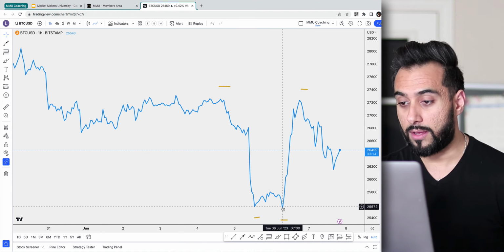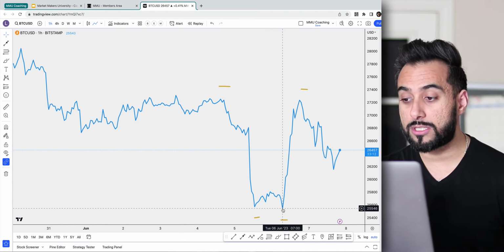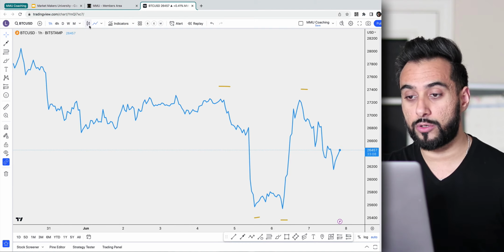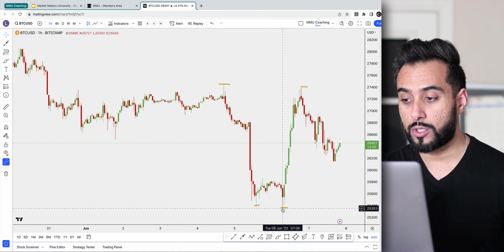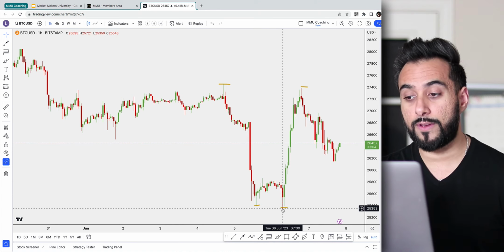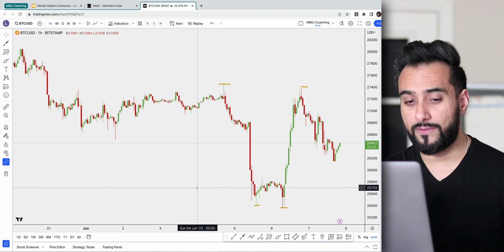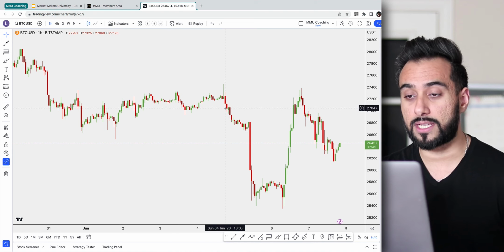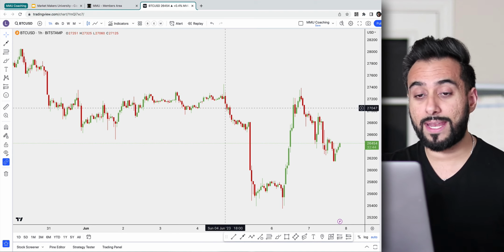So for example, on this low, it's showing the lowest the price went was 25,546 compared to 25,353. It's a big difference. So hopefully just off of that, I've now convinced you to stop using those regular line charts and instead start using Japanese candlesticks. But more importantly, let's go ahead and dissect exactly how these candlesticks work.